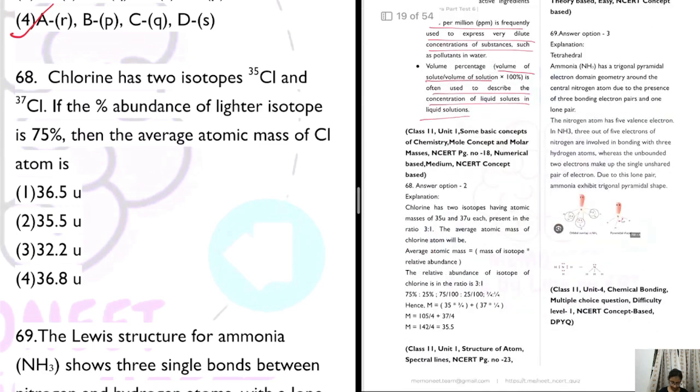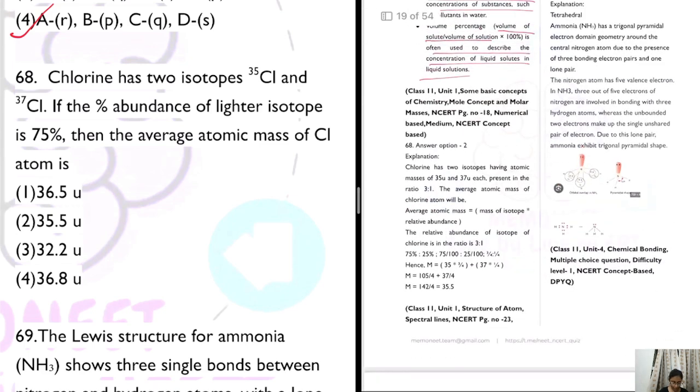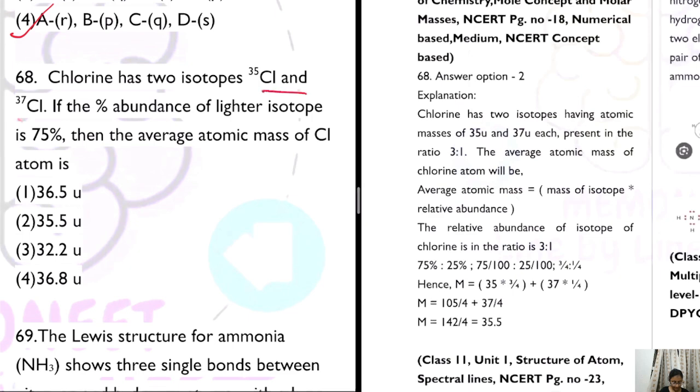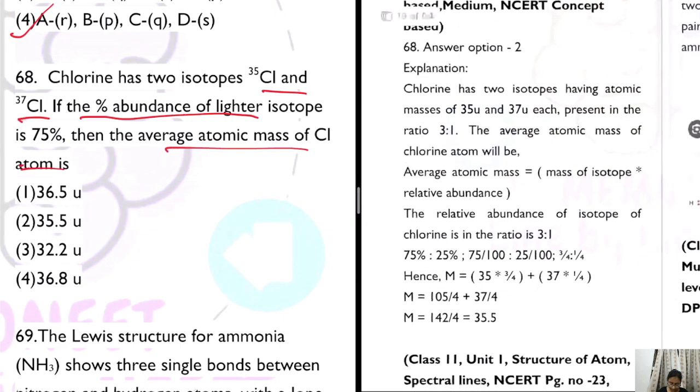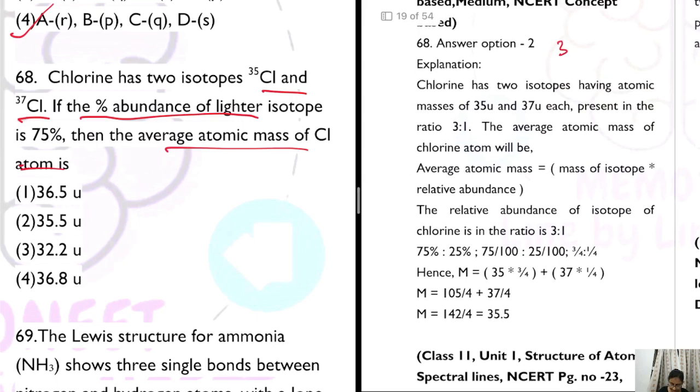In the next question, chlorine has two isotopes, 35Cl and 37Cl. If the percentage abundance of the lighter isotope is 75%, then what is the average atomic mass of the atom? See, chlorine has two isotopes, each with atomic mass 35 u and 37 u. Okay, and it is given that the percent of the lighter isotope is 75%. That is, it is 3:1. Okay, how? 75 by 100 minus 75, that is 25.